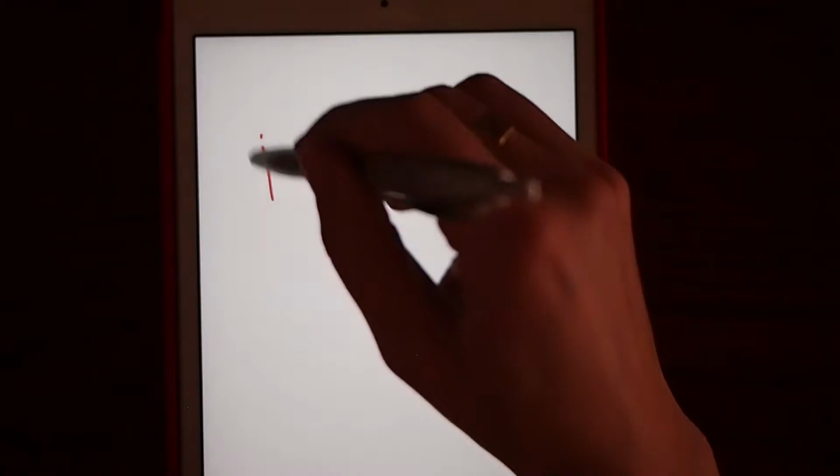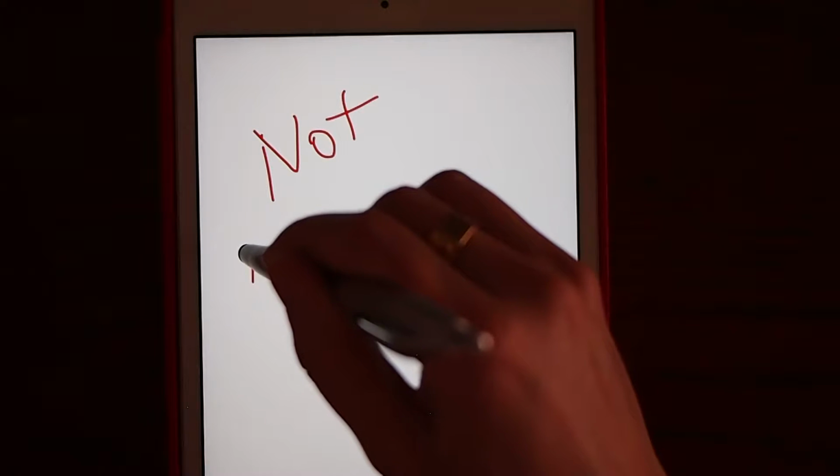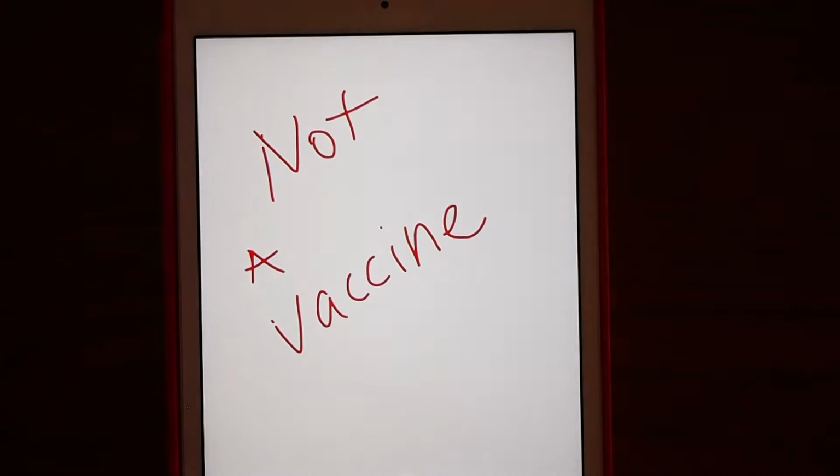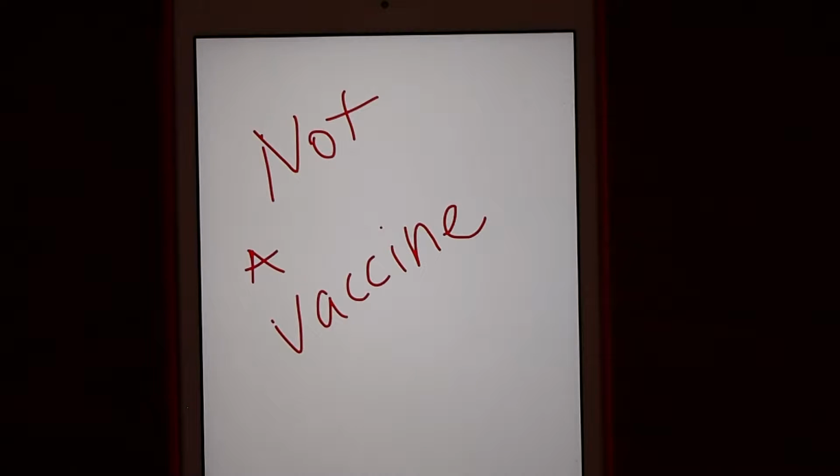There is not a vaccine for hepatitis C. The reason behind that is that there are a lot of variants in the virus, and also there's a strong resistance to drug therapy.